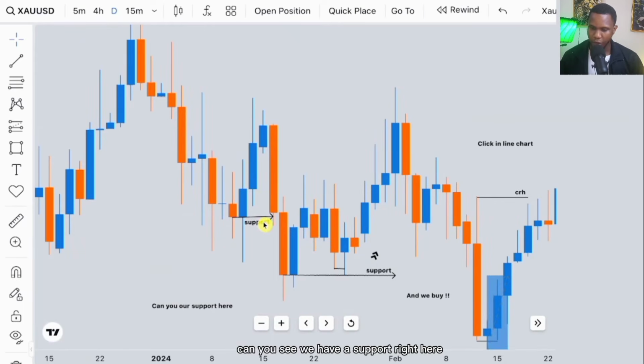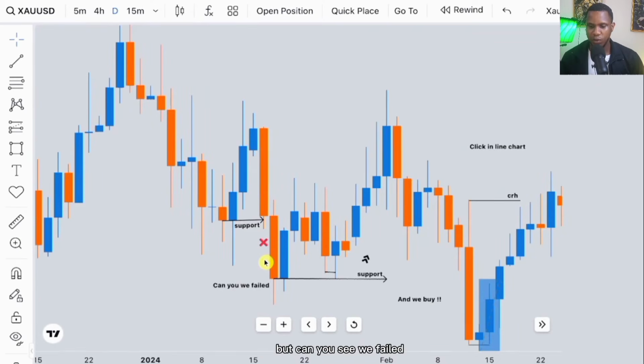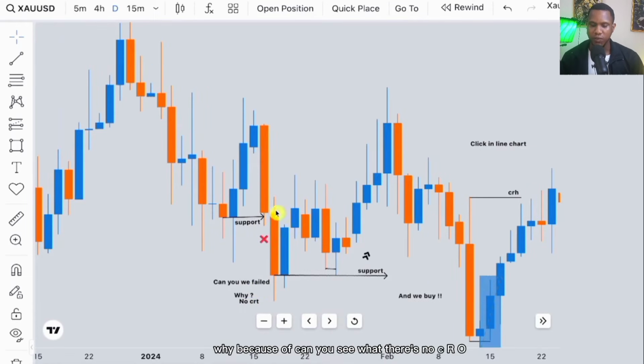Let's look for another one. Can you see we have a support right here? But can you see we failed? Why? Because of, can you see what? There's no CRT right here. Let's look for another one.